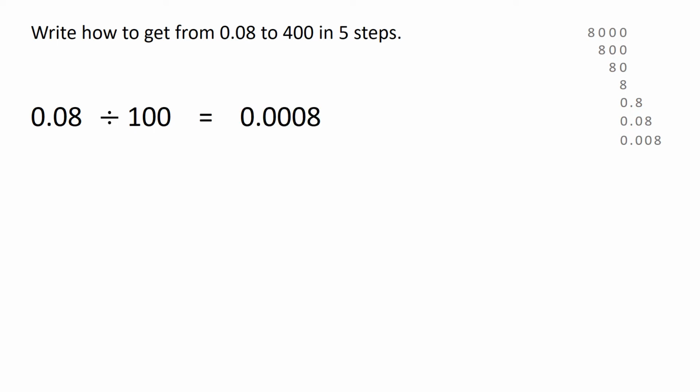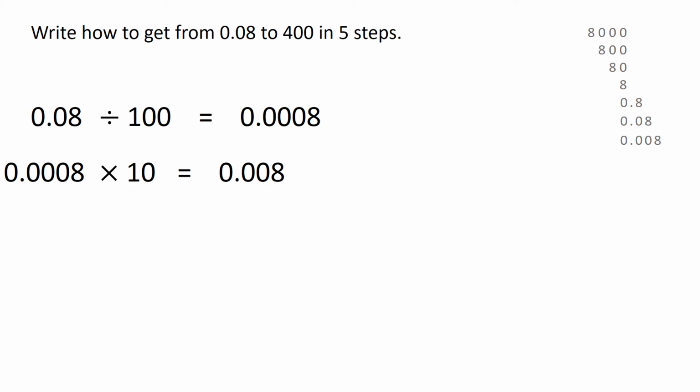Again, 0.08 times to 400, this time in 5 steps. So we're looking at the number 8 section of the chart. So 0.08, okay. Let's divide that by 100. Let's move down the chart 2 places. Okay, what could I do next? We could multiply it by 10. So that would be one place up the chart.